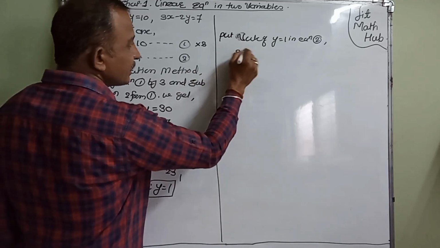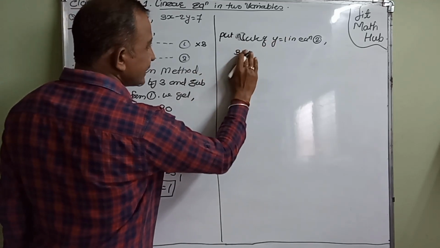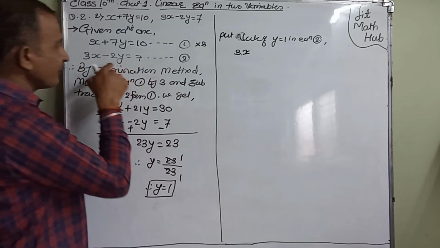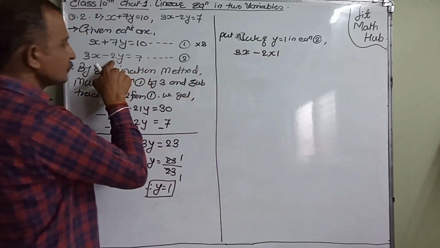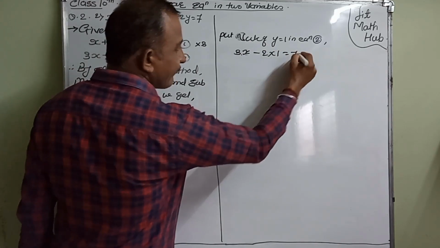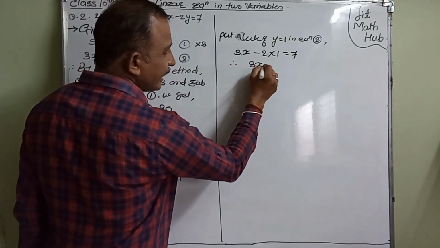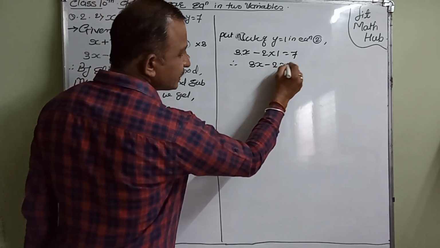So what is it? 3 into x. We have to calculate the value of x. So 3x minus 2 into 1, 1 is equal to 7. So therefore, 3x minus 2 is equal to 7.